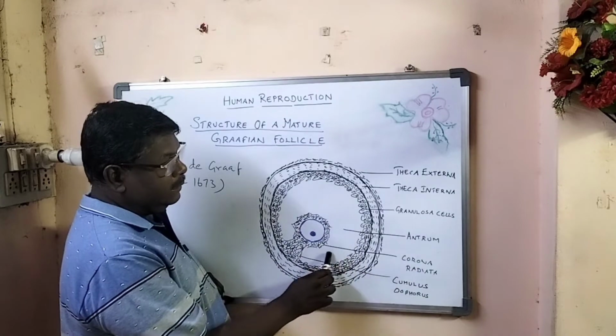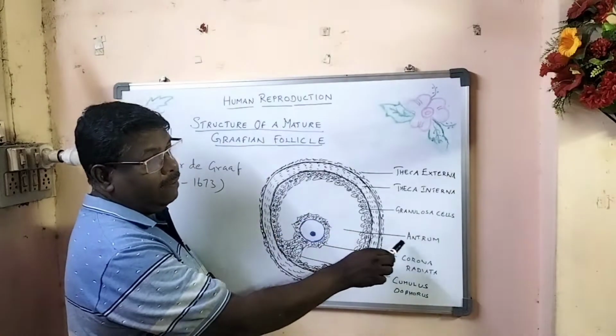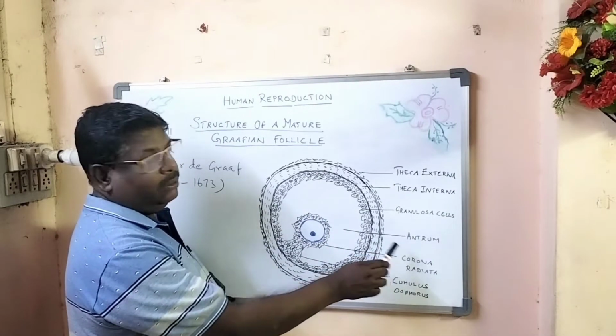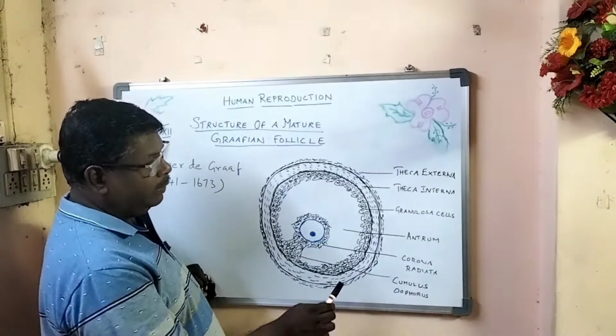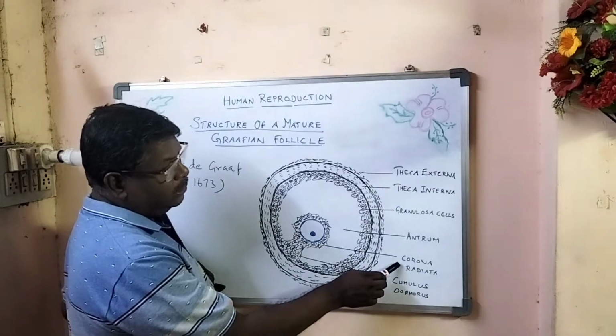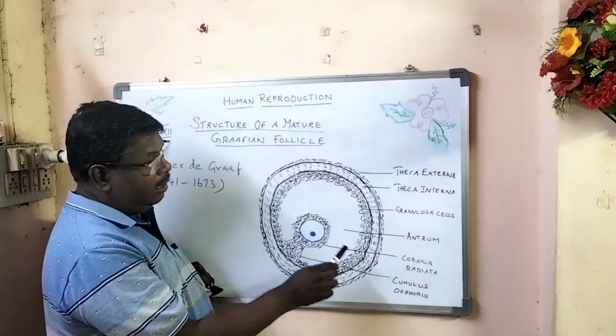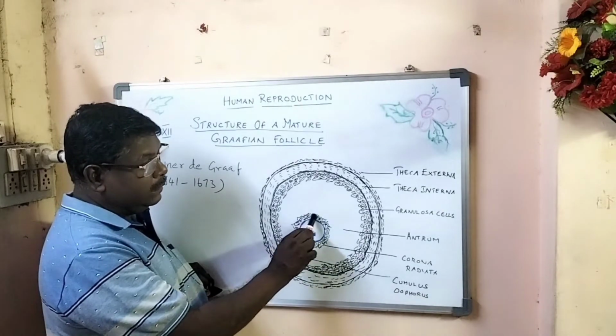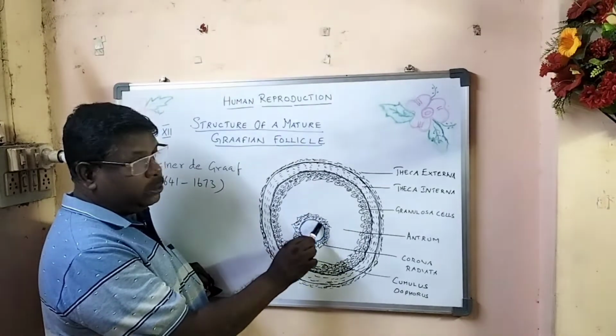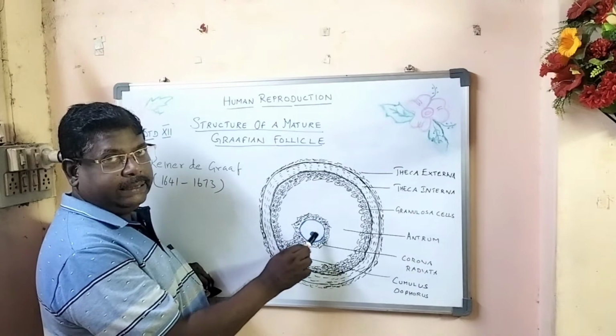This entire space is the cavity. This cavity is called antrum, and it is also filled with fluid. Then this is the corona radiata. Again, it is a membranous layer of granulosa cells that surrounds the oocyte. Oocyte is nothing but the egg cell.